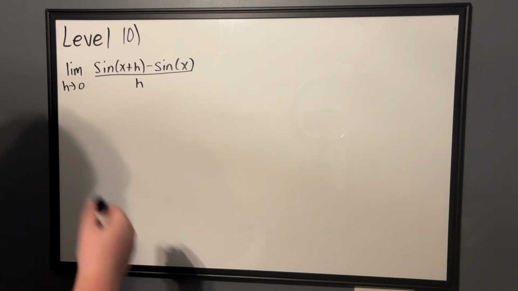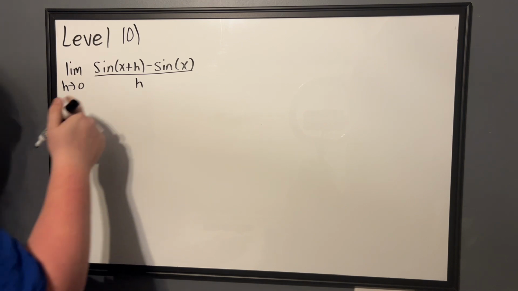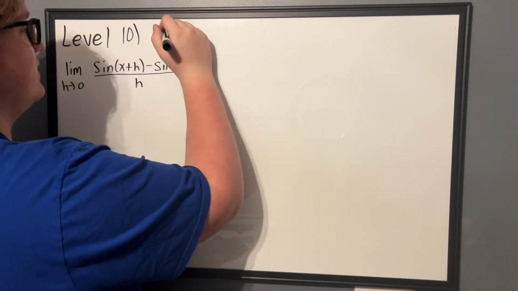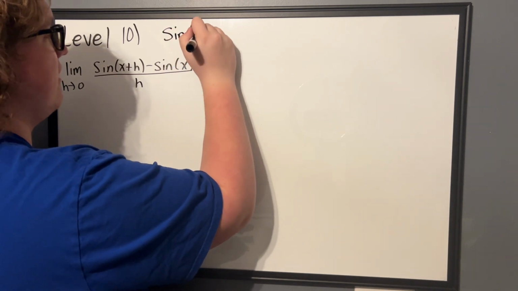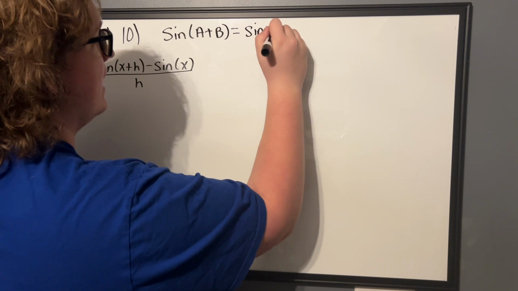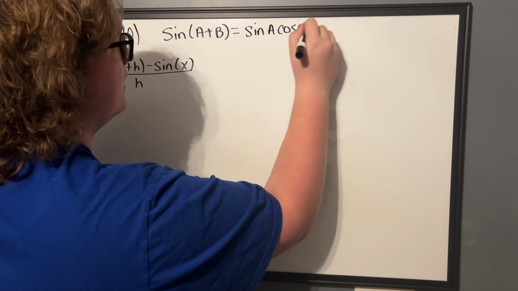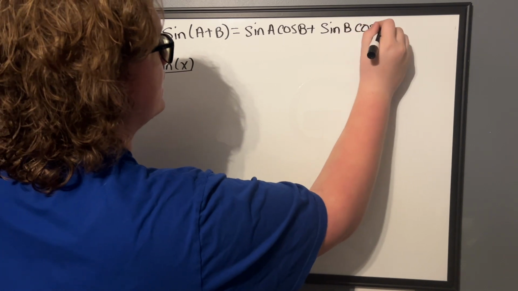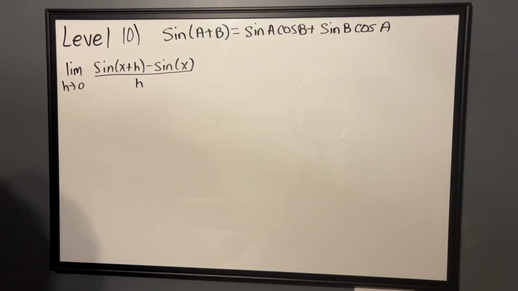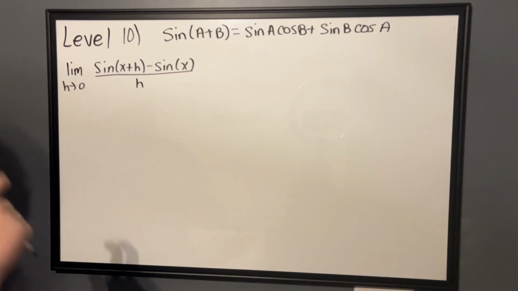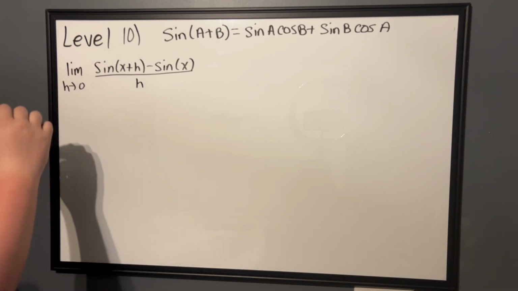We need to find a way to expand this sine of x plus h. Now, we need to remember, this is a trig identity. We have sine of a plus b is equal to sine a cosine b plus sine b cosine a. This is like the sum of angles in a sine function, right? This is how we can express them. So we're going to try to do that with this one right here.